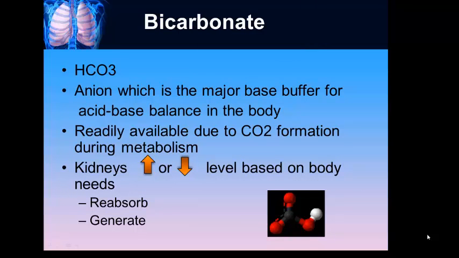Bicarbonate is an anion which is a major base buffer for the acid-base balance. It's readily available in the body. Kidneys also can increase or decrease the level based on the body needs. They can do this by reabsorbing more bicarbonate or by generating bicarbonate.